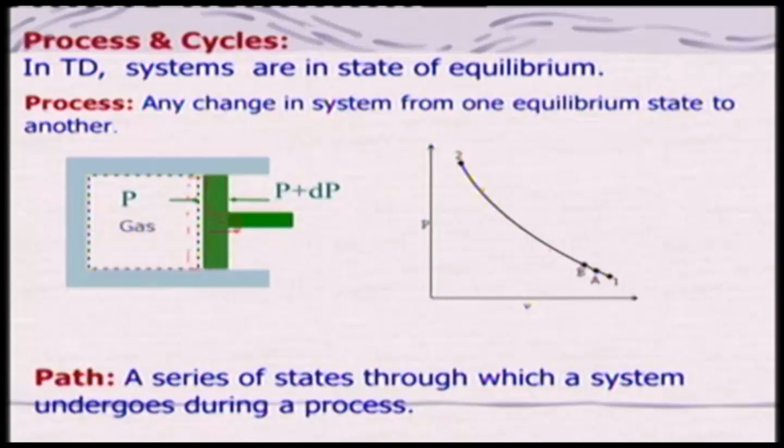during a process, we call it the system path. This we call the system's process path. Basically, this path is taken during the process.